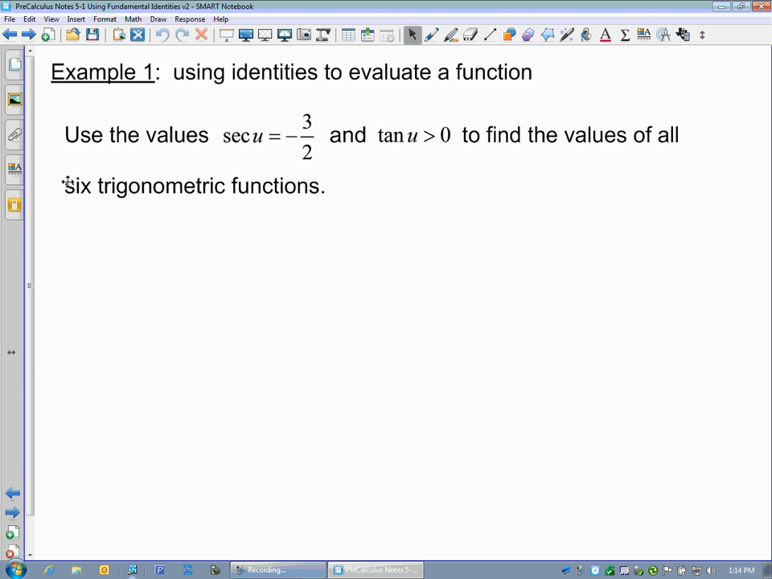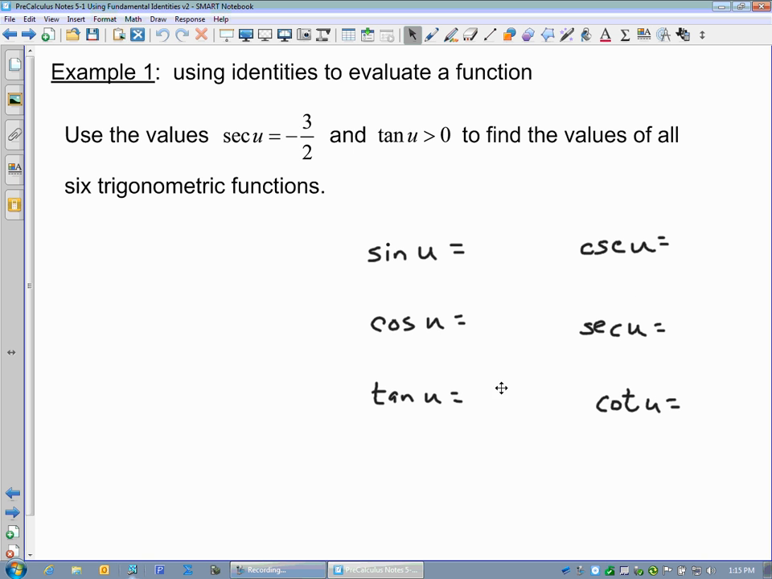All right, let's look at some examples here. I'm going to start with this one. They want us to use the value secant of u equals negative 3/2 and tangent u is greater than 0, or in other words, positive, to find the values of all 6 trigonometric functions. All right, so they want sine, cosine, tangent, cosecant, secant, cotangent.